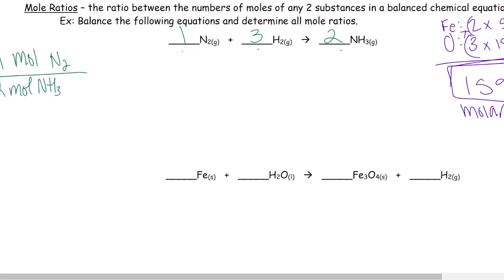So all I did was use the numbers from my coefficients and then write them into what we're calling a mole ratio. I can also write this the other way by saying that for every 2 moles of NH3 that I produced, I needed to use up 1 mole of N2. It does not matter how you write it, so you have the flexibility to put it into whatever order you want based on how the question is worded.